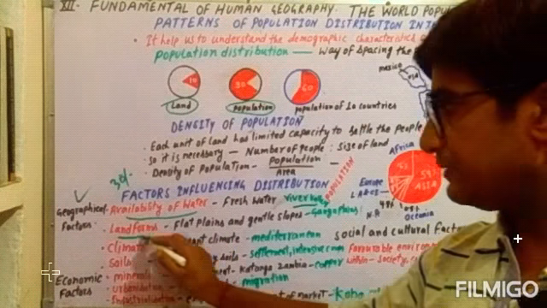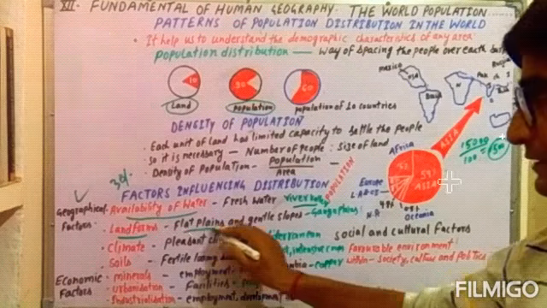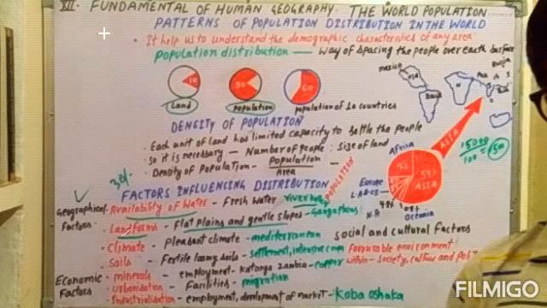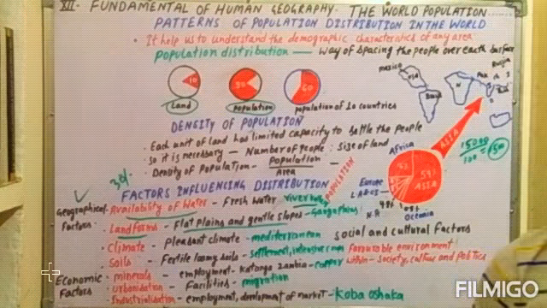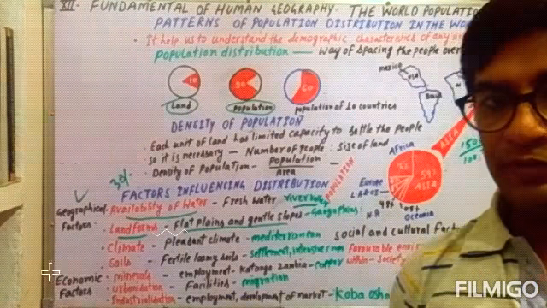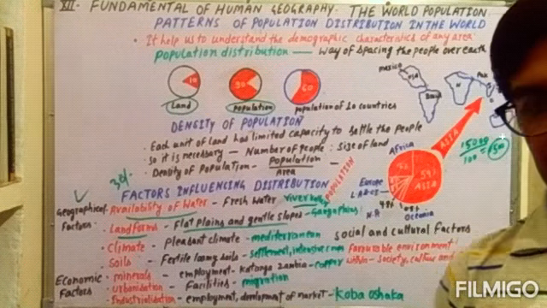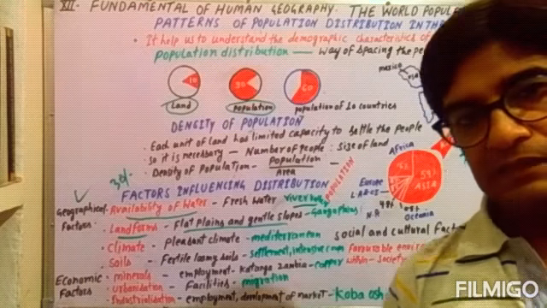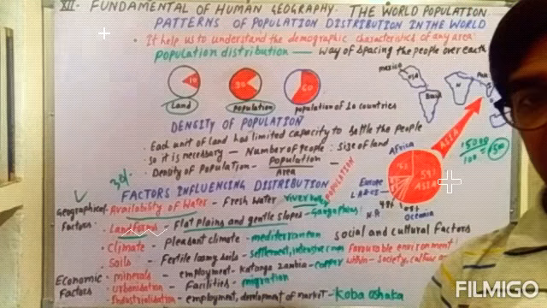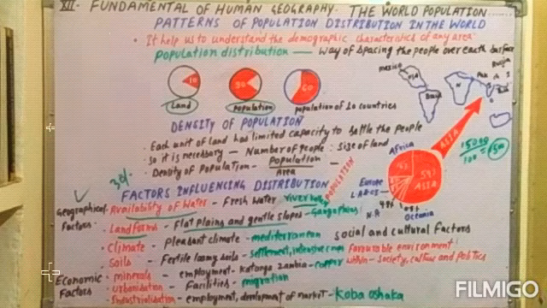The second factor is the landform, especially the flat plains and gentle slopes. These factors are very responsible, because if you compare with the mountains, valleys, plateaus, and hills, you have seen the comparison. If you go to the mountains, to the northeast, you will find a very low percentage. You can compare Arunachal Pradesh with West Bengal, UP and other states, where there is a very large gap in the density of population.